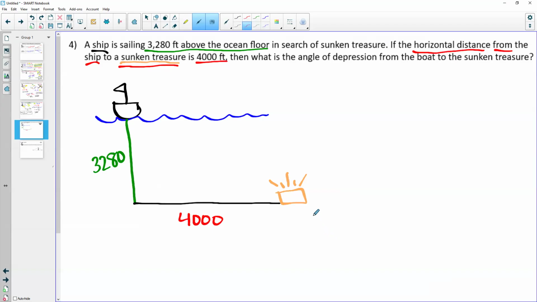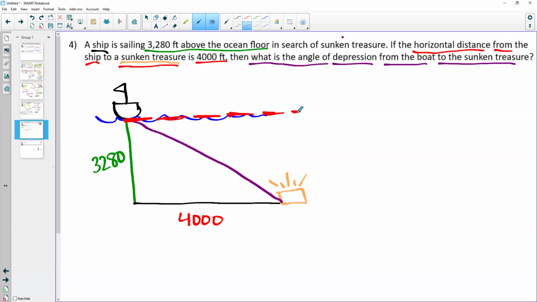It's asking us now, then what is, let me use a different color here. Let's use purple. It says, what is the angle of depression from the boat to the sunken treasure? So from the boat to the sunken treasure means we're looking down, right? The angle of depression, please remember that your angle of depression is formed with a horizontal line and a downward line of sight. So in this particular scenario, I have to draw in my horizontal line. So I'm drawing this in as a dashed line. Your angle of depression that they want you to find is going to be located right here, x.